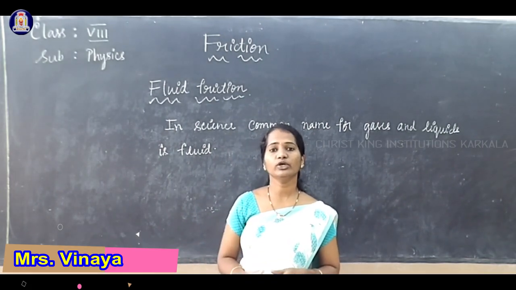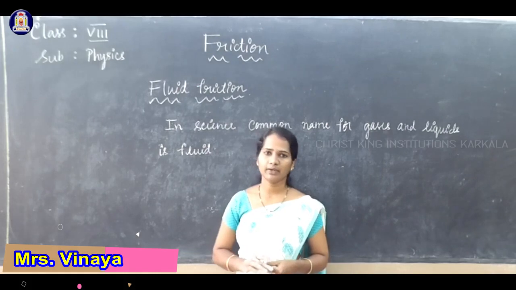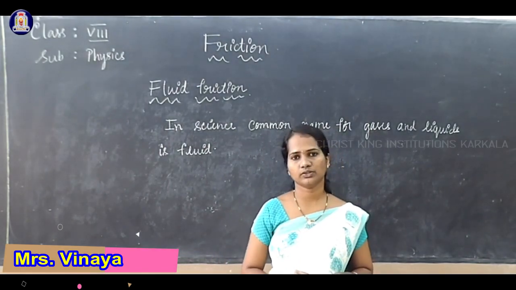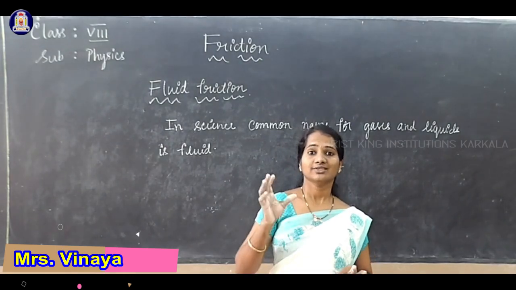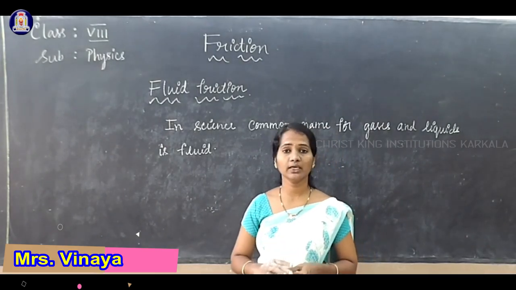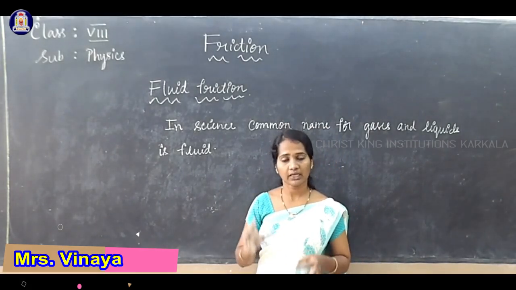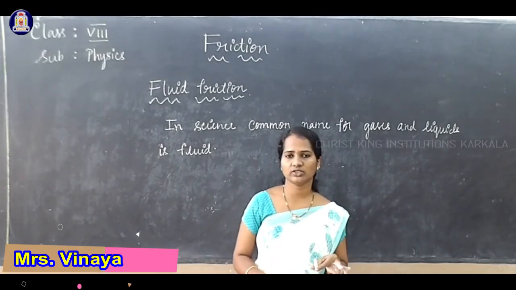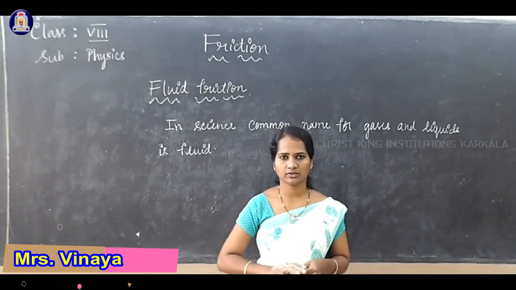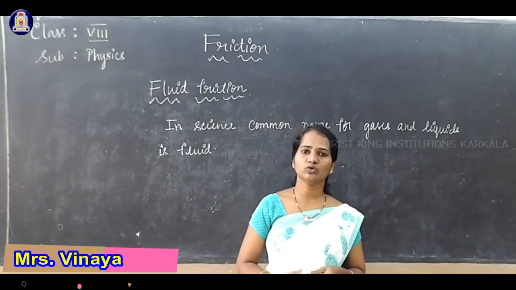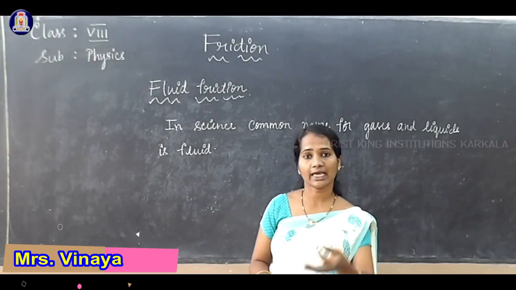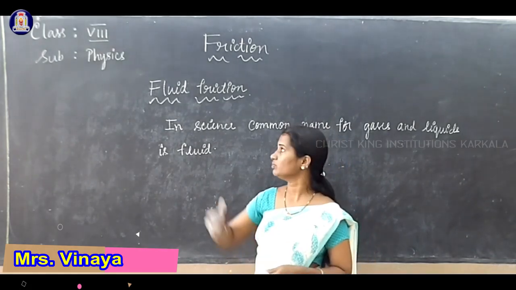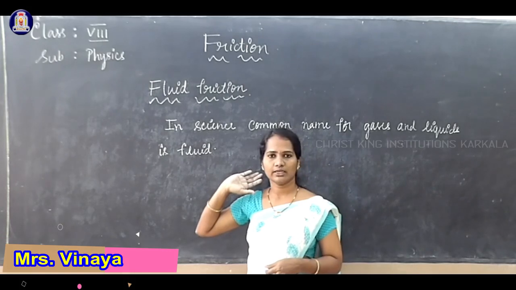This fluid friction mainly depends on the shape of the object and the speed of the object. Therefore, such a shape should be given to the object mainly to reduce the friction. So, how can we give shape? Which shapes can be given to these vehicles which move through gas as well as liquid?